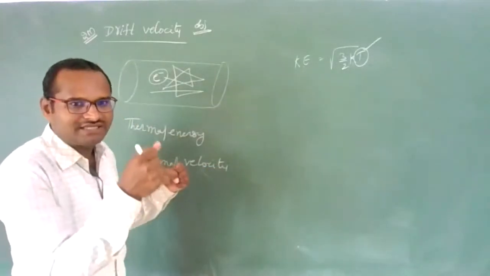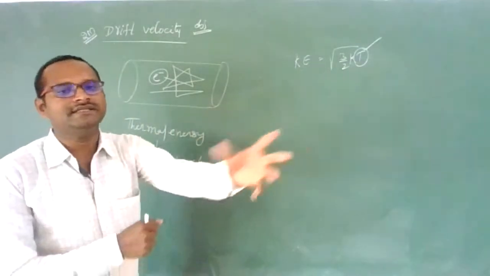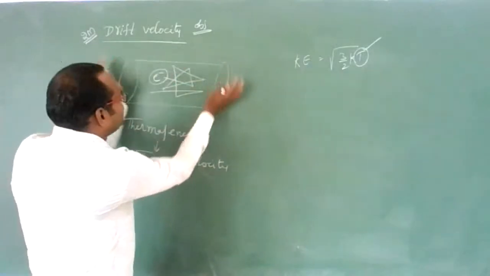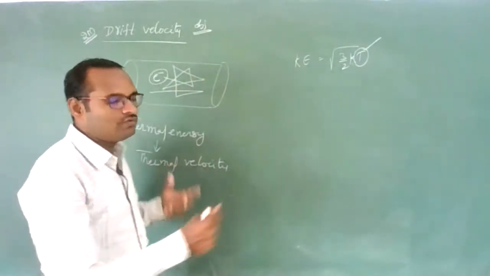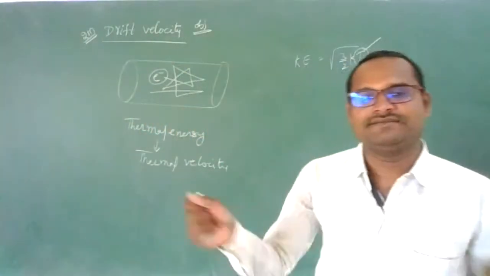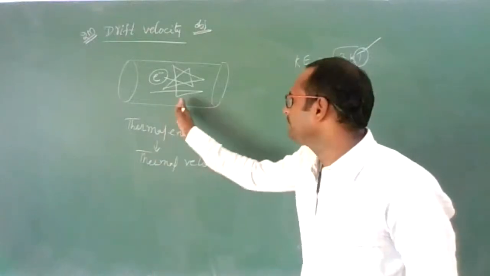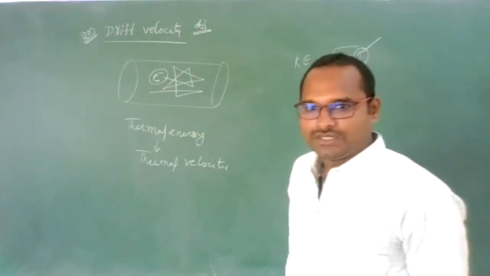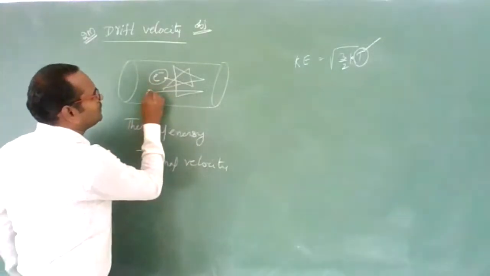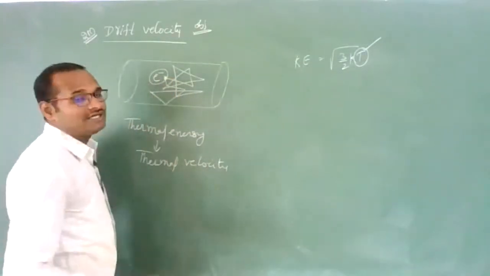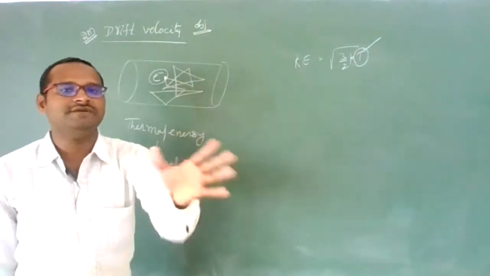With this thermal velocity, these free electrons will move here and there in the crystal structure of this atom randomly in all directions. While they are moving, they will collide with each other, and they will collide with the positive ions of the crystal of this conductor. So finally, they may reach back to where they started. Due to this thermal velocity, the net displacement of the electron will be zero.